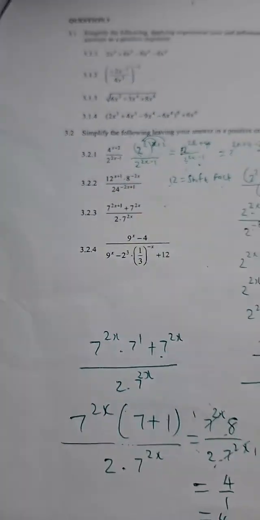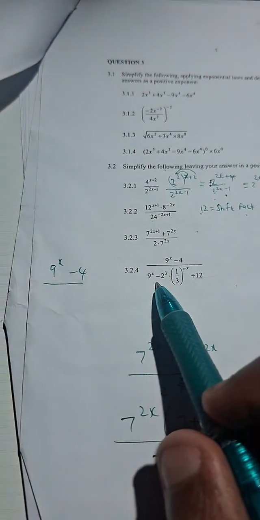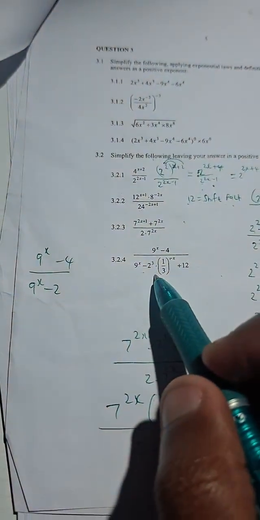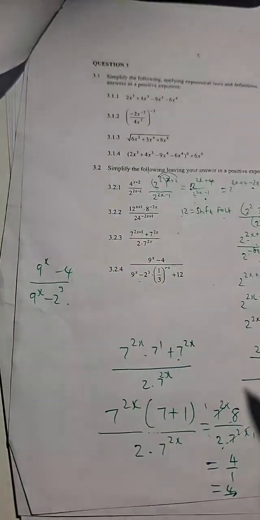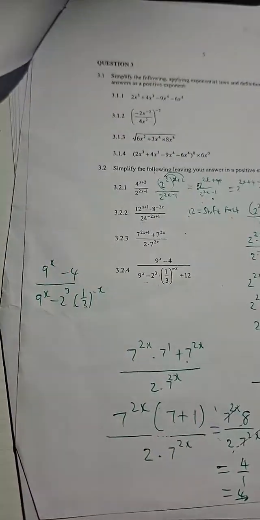I want to look at this one. Another interesting one. 9 to the power x minus 4, that is all over 9 to the power x minus 2 to the power 3, 1 over 3 to the power negative x plus 12.